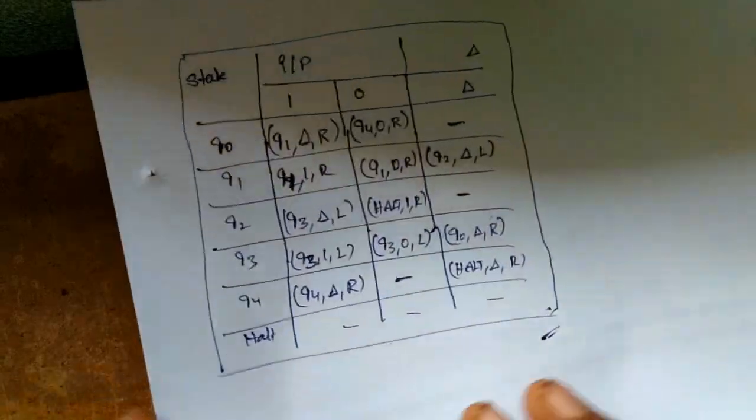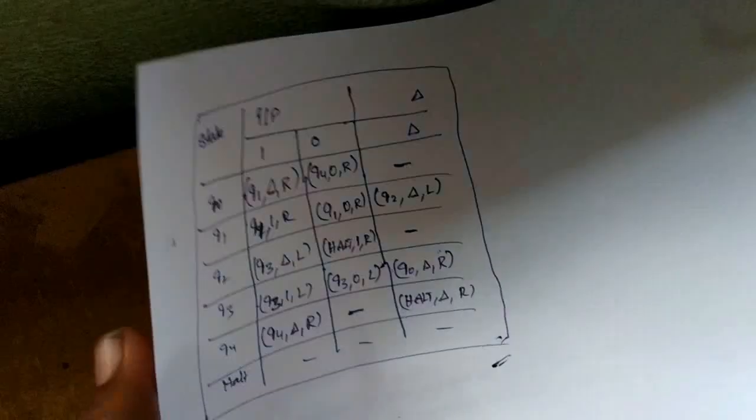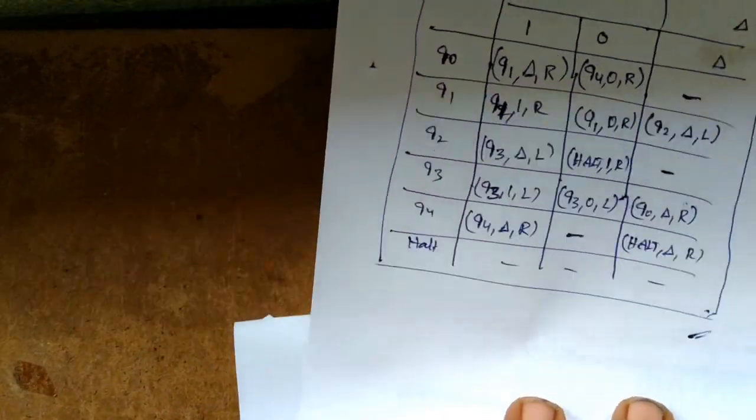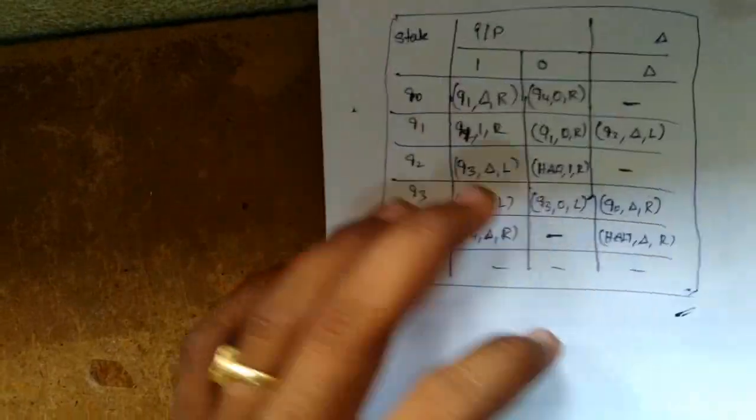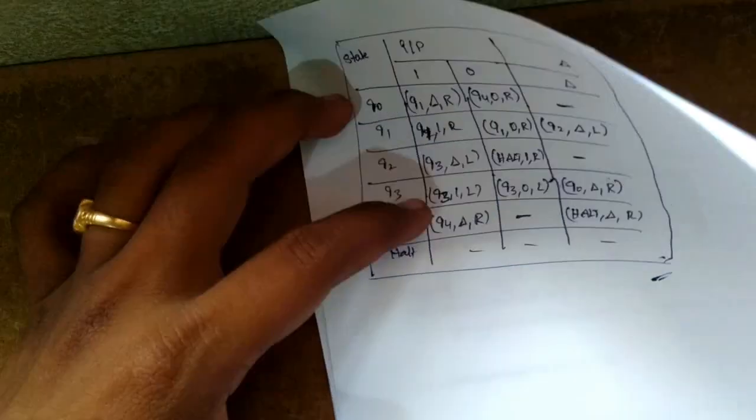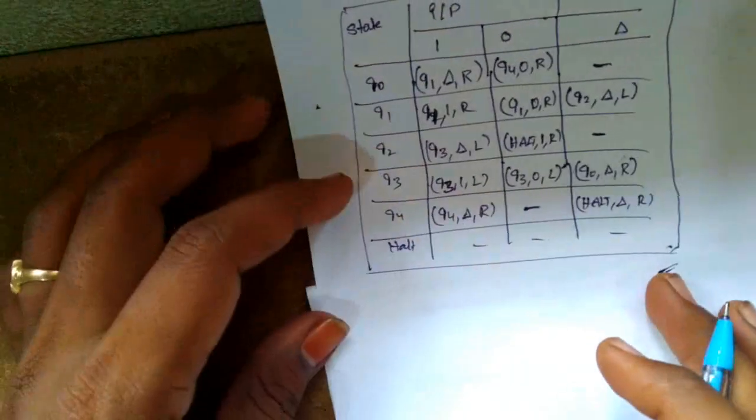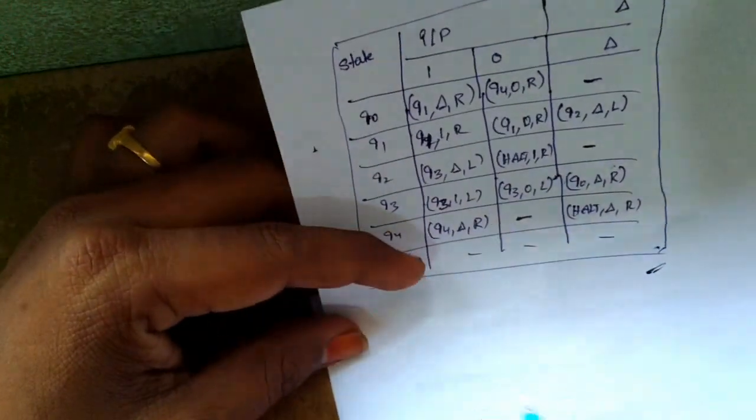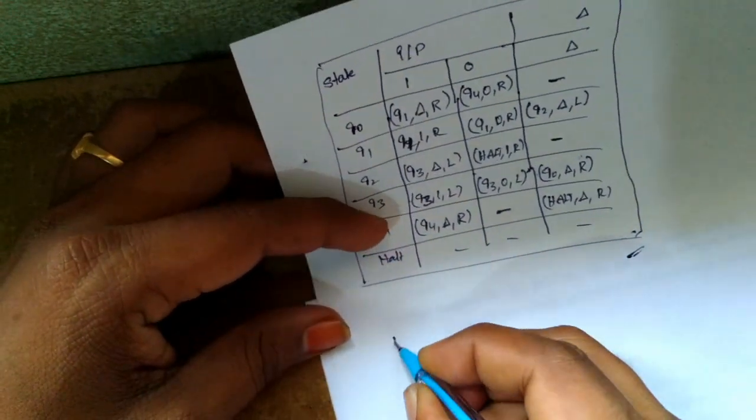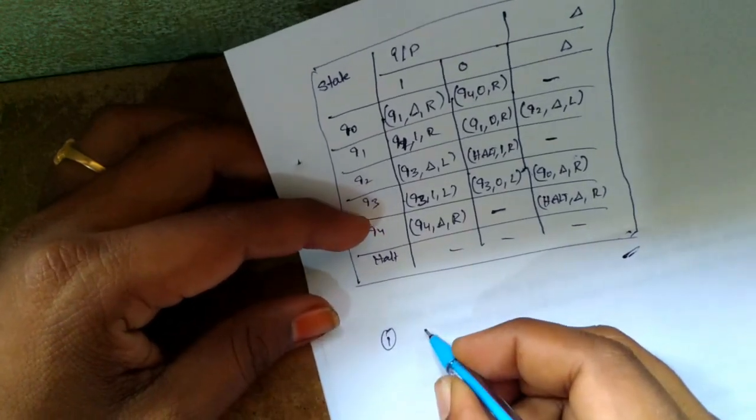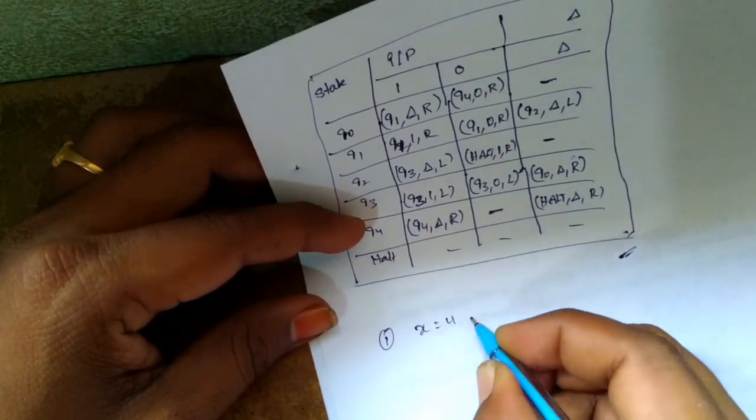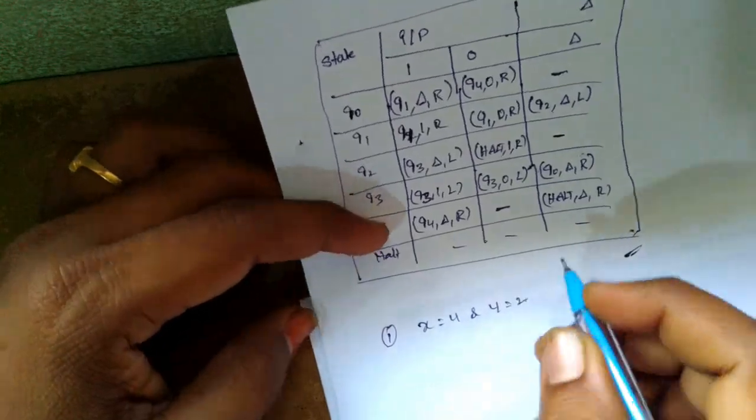Now we perform some simulation. We consider some example input strings and check whether our Turing machine properly performs the subtraction. For that purpose, the first case is x equals 4 and y equals 2.